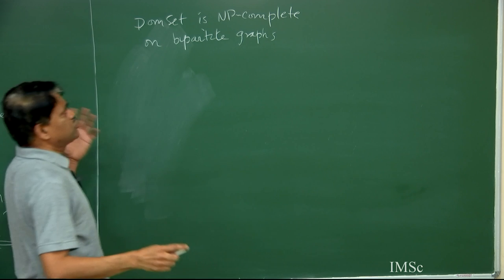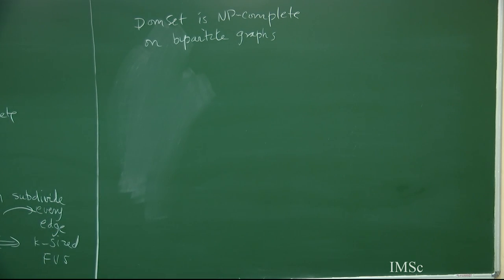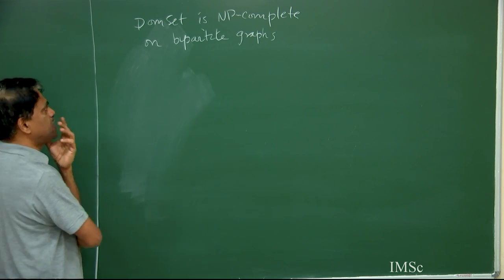So that first you show it as an NP. Okay, so a witness would be a set of vertices that realizes the dominating set, which you can verify in polynomial time. Where is the hardness from? Anybody tried? Set cover. Set cover, okay, good. So you have a reduction from set cover.